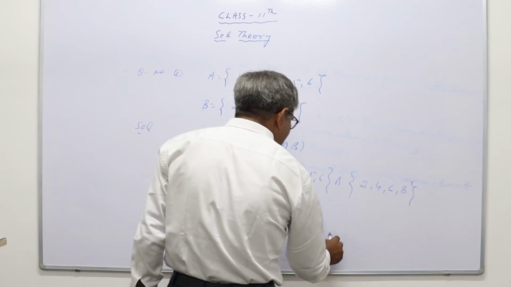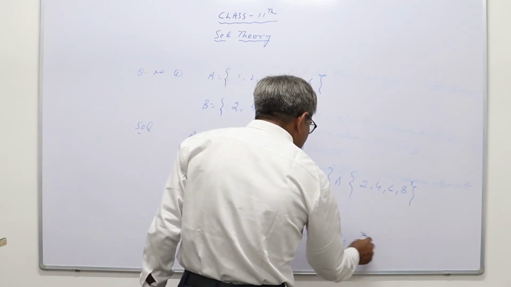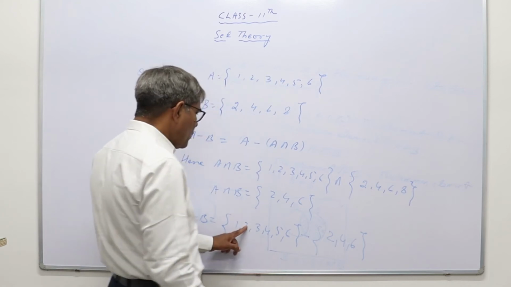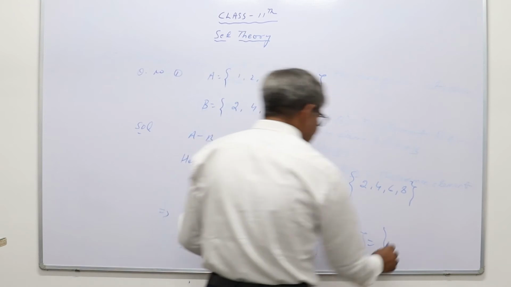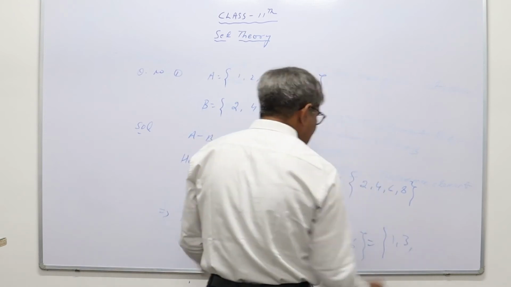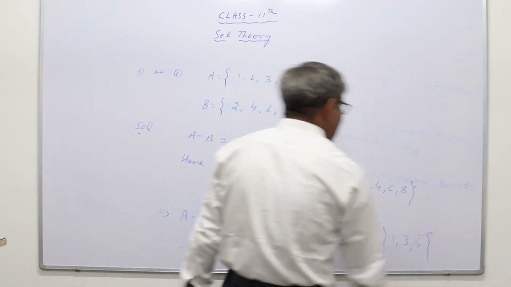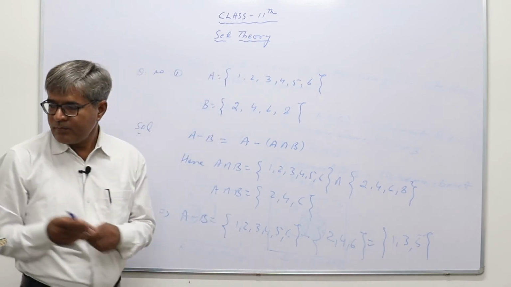What is the A intersection B? 2, 4, 6. So subtract 2, 4 and 6. The remaining elements are 1, 3 and 5. So this is A minus B.